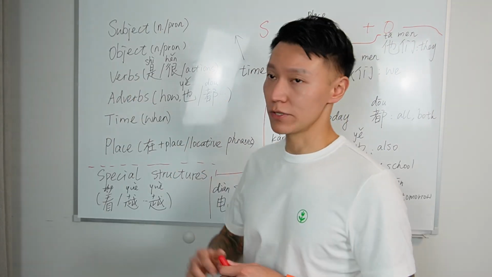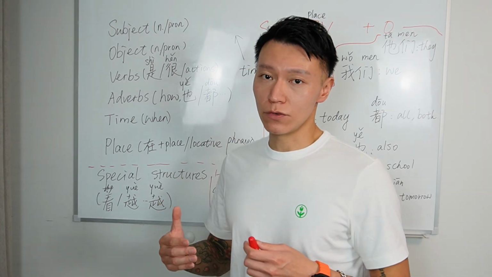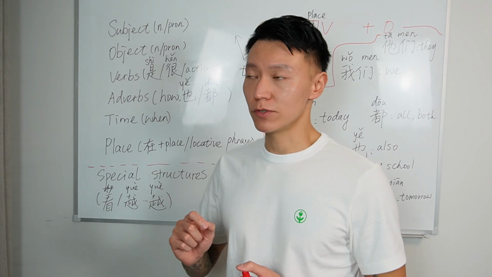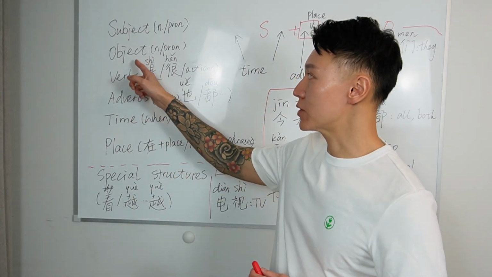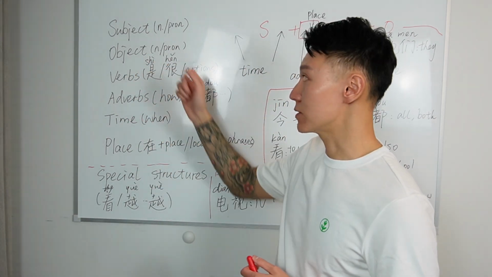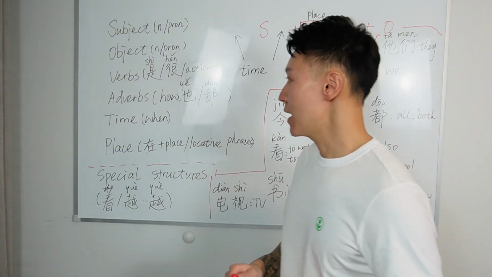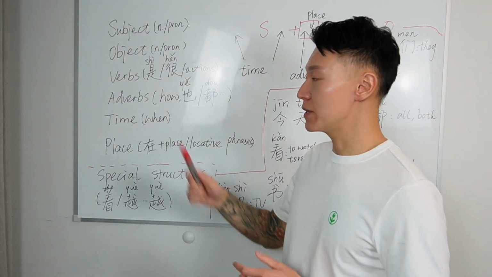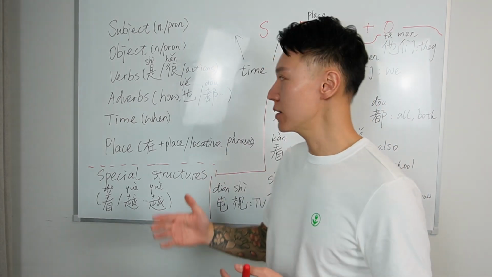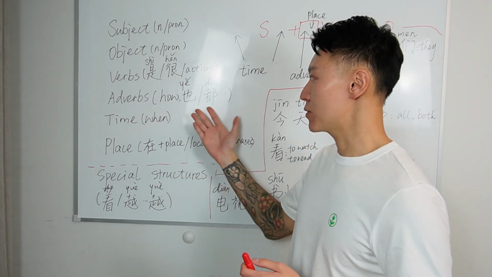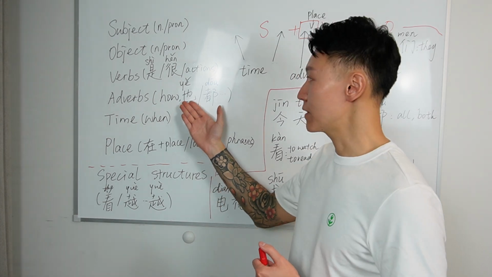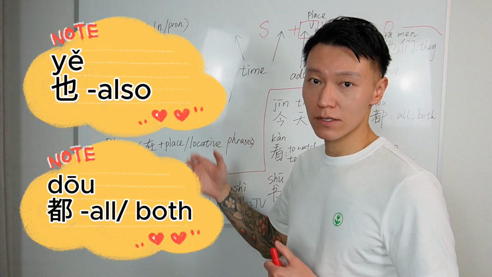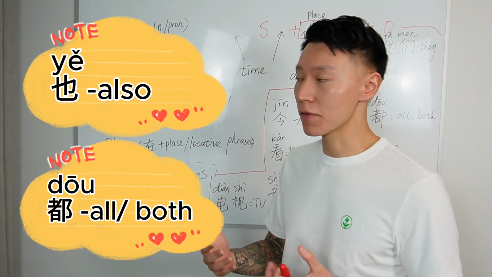Now let's look at object. We don't have to use an object in a sentence, but if we do have an object, then you have to know object usually is a noun or a pronoun. And then we come to adverbs. Adverbs could be like how you do something, or here we have two more specific examples. 也 means also, 都 means all or both.